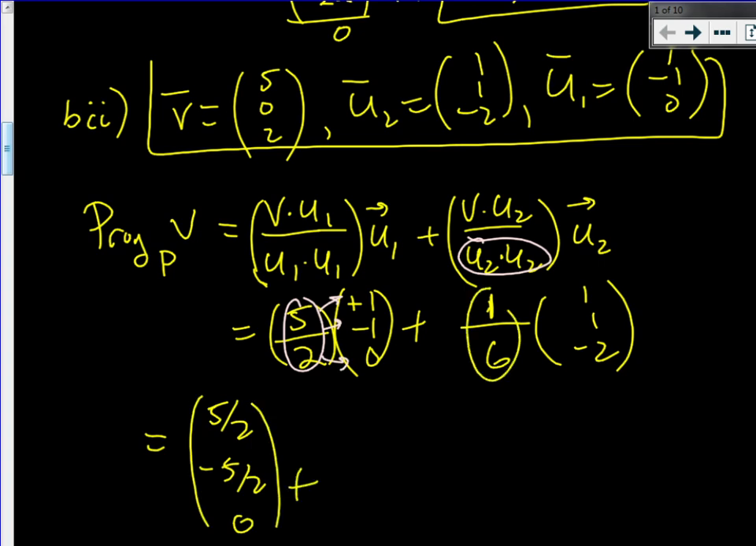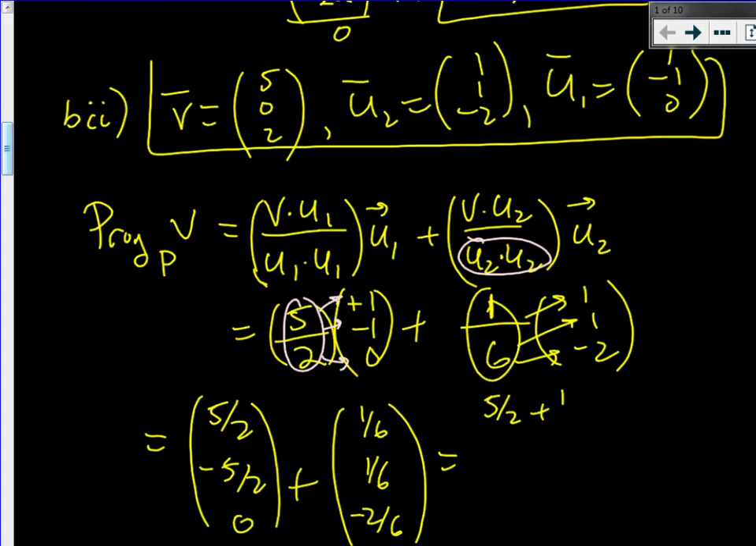Plus, now I multiply 1/6 by each of those numbers. I get 1/6, 1/6, and I'll keep this as negative 2/6. The common, so it's going to be 5 halves plus 1/6, negative 5 halves plus 1/6, and I didn't realize that was 0. I will reduce that. 1/6 times negative 2 is negative 1/3. Minus a third.